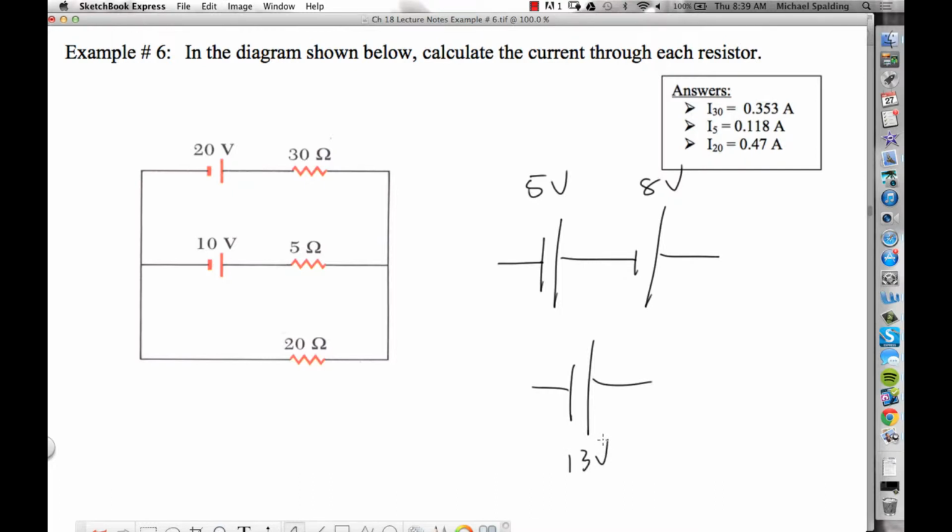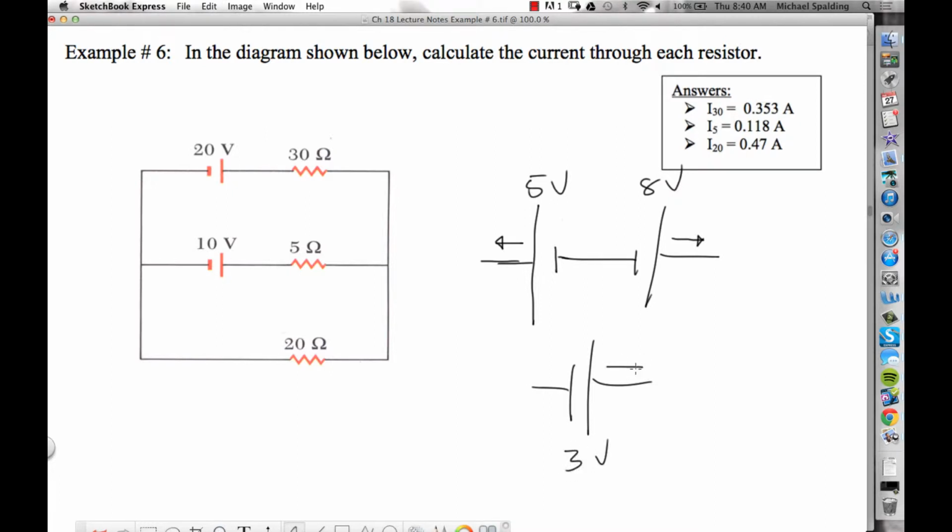Now, what if the batteries were not arranged the same way? So for example, what if the 5 volt battery were like this? Okay, what's going to win here? The 5 volt battery is pushing the current to the left. The 8 volt battery is pushing the current to the right. So which battery is going to win? The 8 volt. So this situation up here would simplify down to a 3 volt pushing the current to the right.